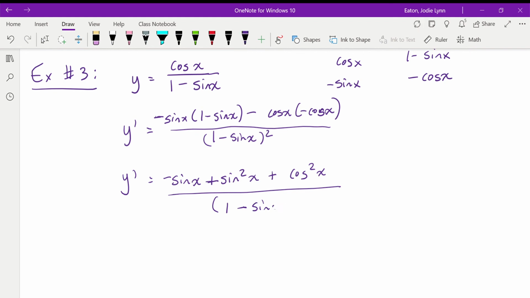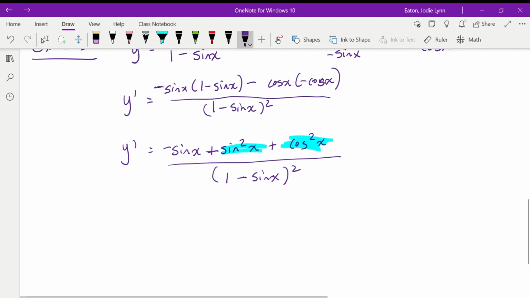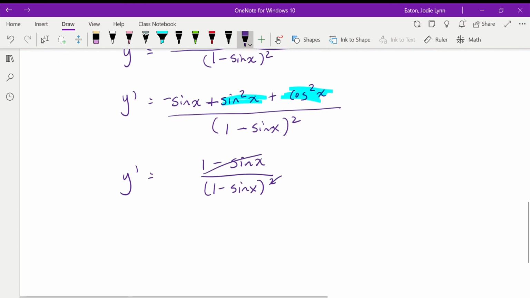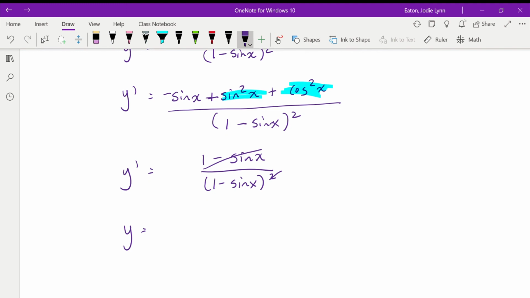And we can expand the brackets down below, but I'm not going to do that just yet because I do notice one of my very favorite identities sticking out at me, which is I got a sine squared plus a cosine squared. And so what I'm going to do is I've got y prime equals, this is just 1. So I'm going to rewrite this as 1 minus sine x. I get 1 minus sine x over 1 minus sine x squared. Well, I can cancel one of those. And I get y prime equals 1 over 1 minus sine x.